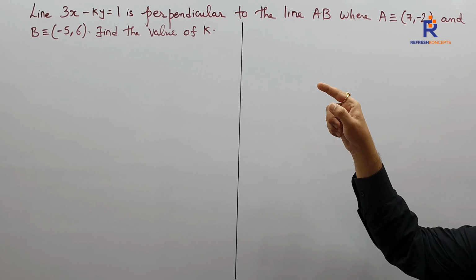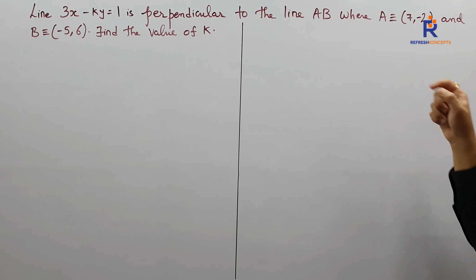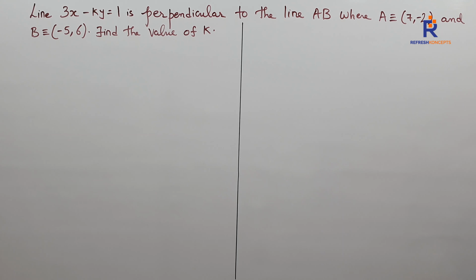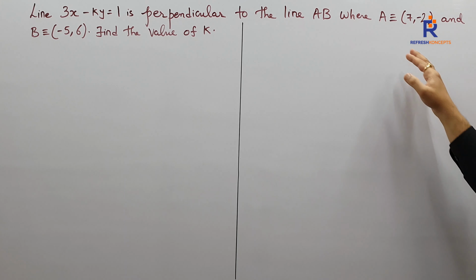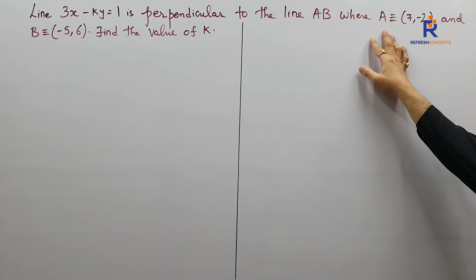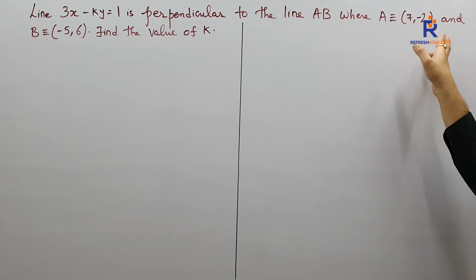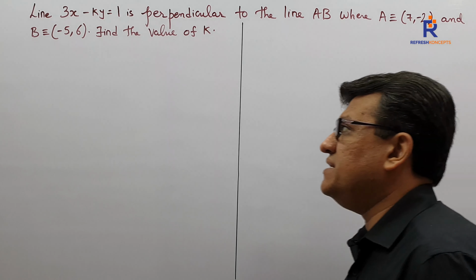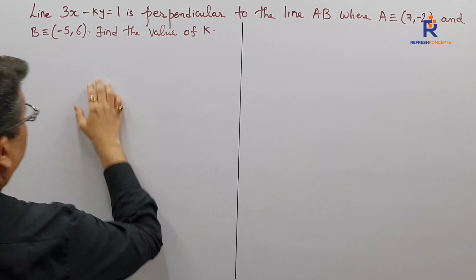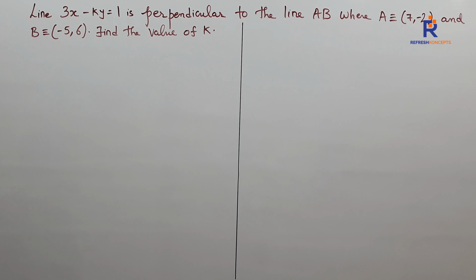Here, the next question, more or less based on the same one: line 3x minus ky equals 1 is perpendicular to line AB. So we have been given one line which is perpendicular to line AB, where A has coordinates (7, -2) and B has coordinates (-5, 6). Find the value of k.